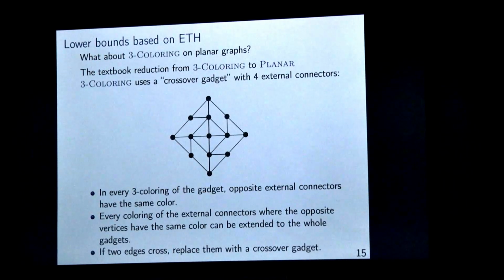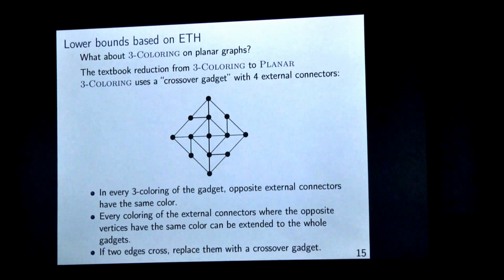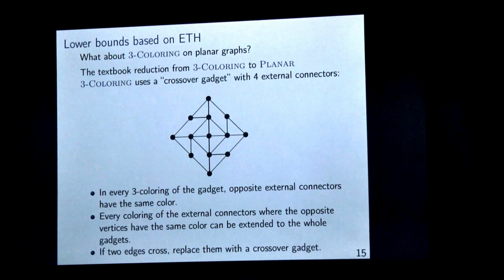Now let's make lower bounds based on ETH. We had another question. We made a 2 to the power big O of root n algorithm for 3-coloring on planar graphs. Is it possible to get n to the power 1/3 in the exponent? Let's try to rule that out.